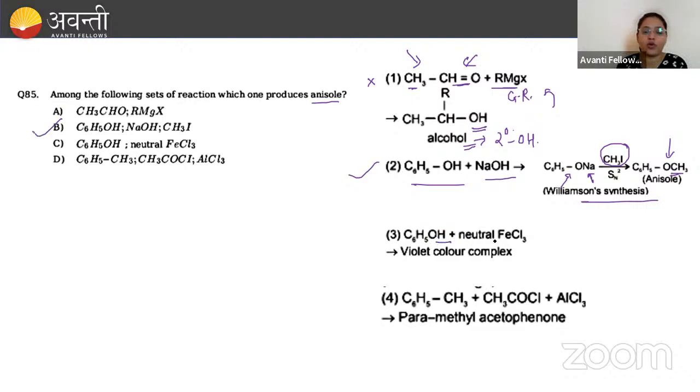C6H5OH, when it reacts with neutral FeCl3, a violet color complex is formed. There is no formation of anisole. Anisole nahi form ho raha. Next reaction you can see, what is this?